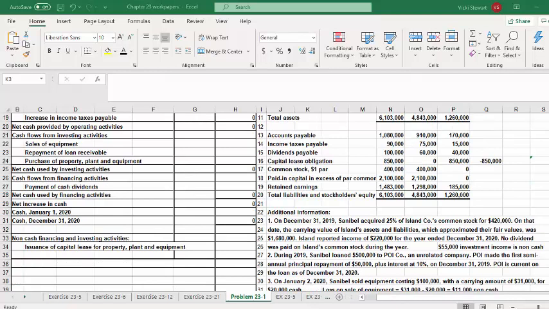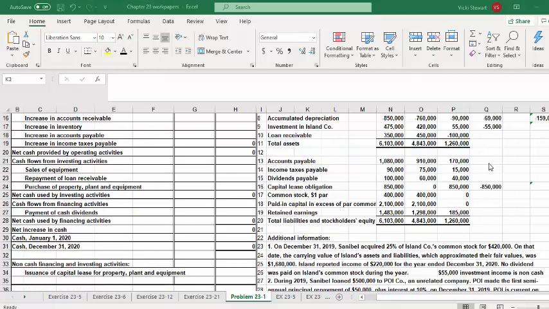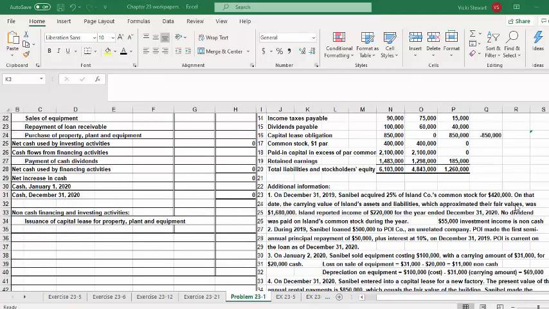Number 2 states that during 2019, Sanibel loaned $500,000 to another company that was unrelated, and the company made the first semi-annual principal payment of $50,000 plus interest at 10% on December 31st of 19, and they're current on the loan as of December 31st of 2020. So when we look at the loan receivable account, we see that it did decrease by the $100,000 total payment. Those were both cash amounts, so those are fine. We will include those as proceeds of cash in the investing section.